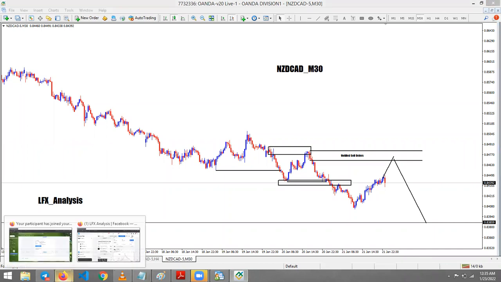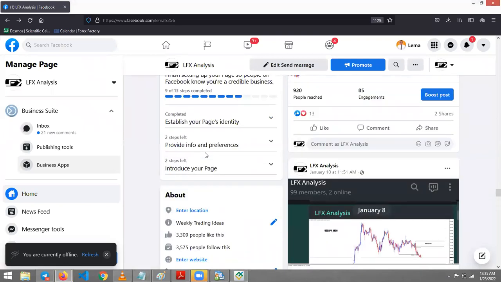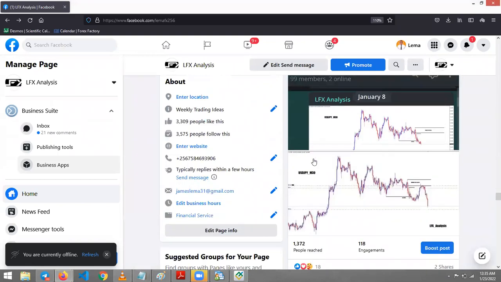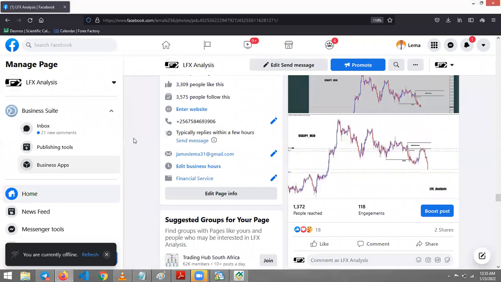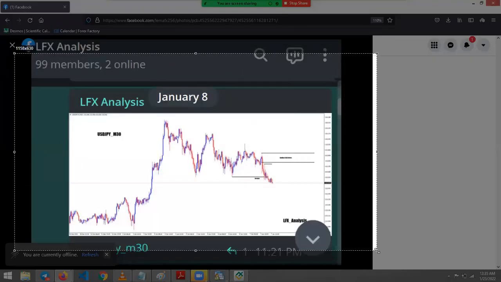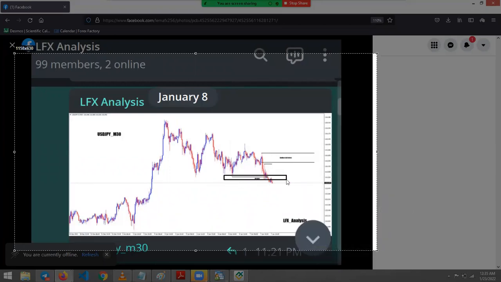Okay. Hold on. Yeah, so now this is, I'm sure most of you have visited this page before, LFX analysis. So now, if you notice, most of my setups are based on the concept of, what? Of the breaker. Now notice here, I identified the breaker, so I had to wait for price to retrace before I could sell, right? That is what we call the breaker.